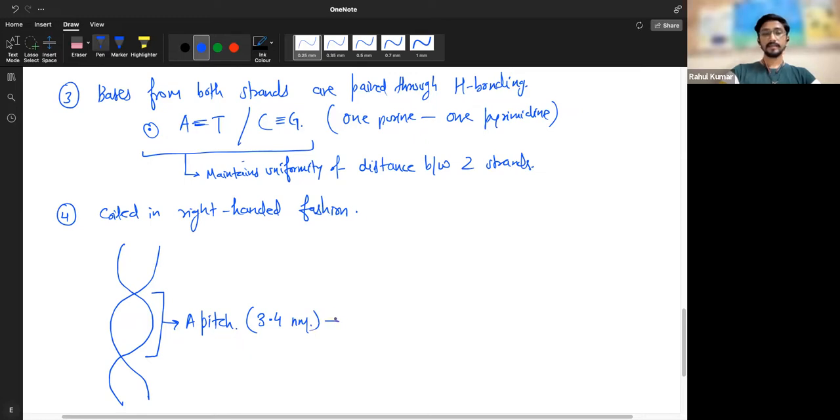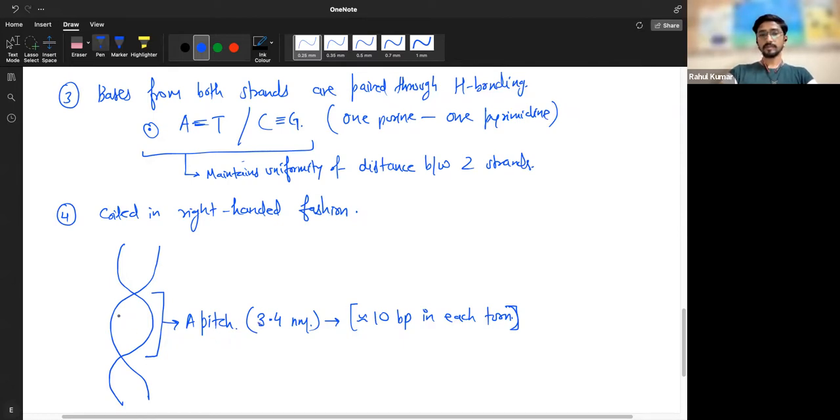And it contains around 10 base pairs, 10 bases in each pitch or in each turn, because that turn is known as the pitch. You understand, everyone? This is a question which was asked in entrance.